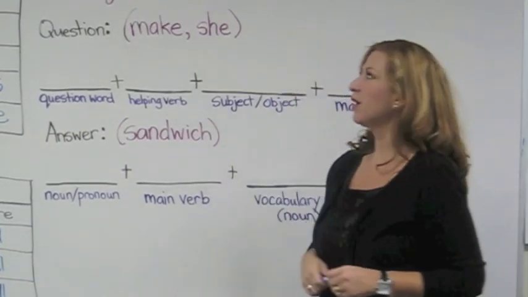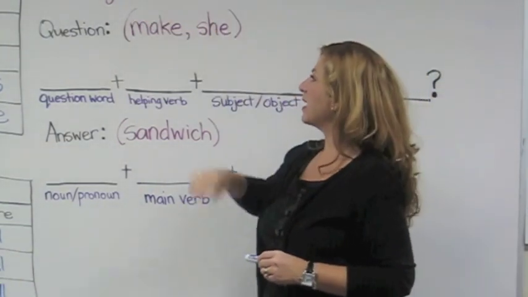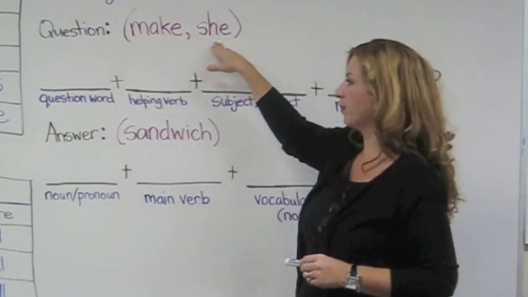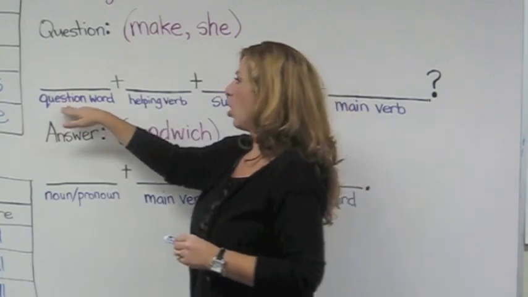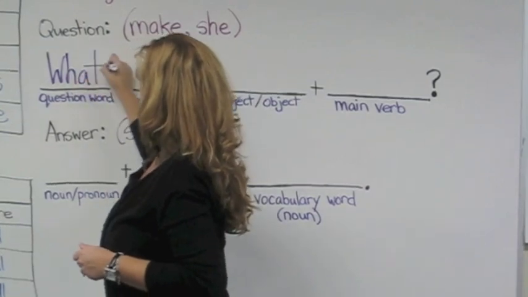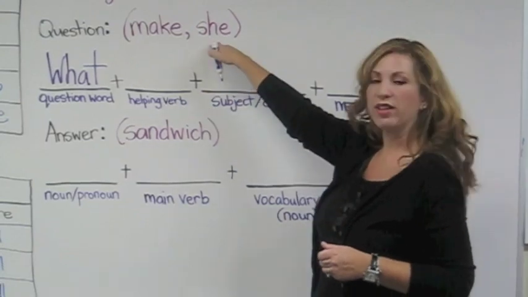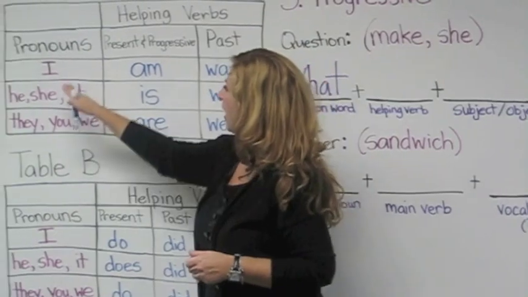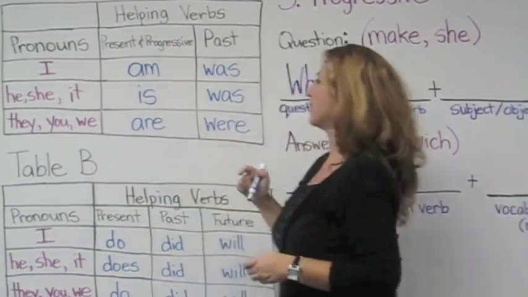Okay, now let's begin with problem 3. Problem 3 is in the progressive tense, and our verb that we're using is to make, and our pronoun is she. So let's begin with putting in our question word, what. Question word is what, and now the helping verb. The helping verb is going to be determined with she in the progressive tense. So let's go to table A and find the word she and progressive. So it is the word is.